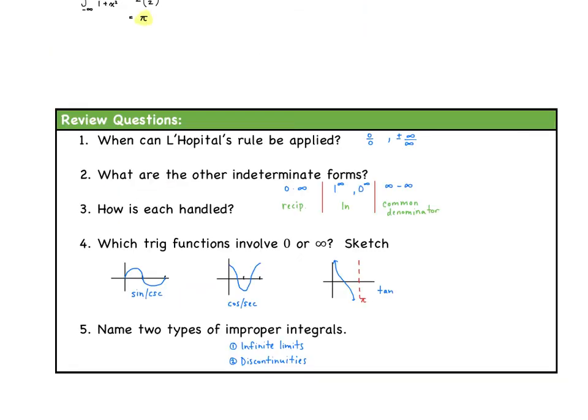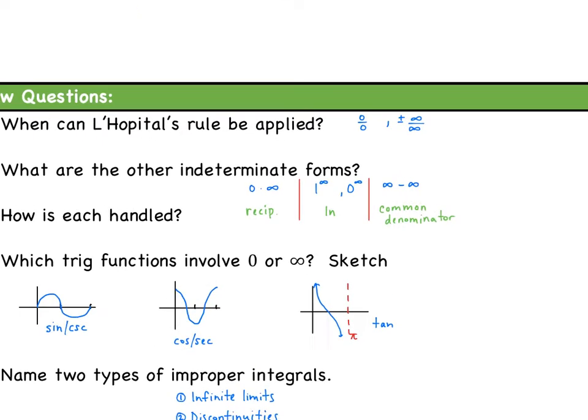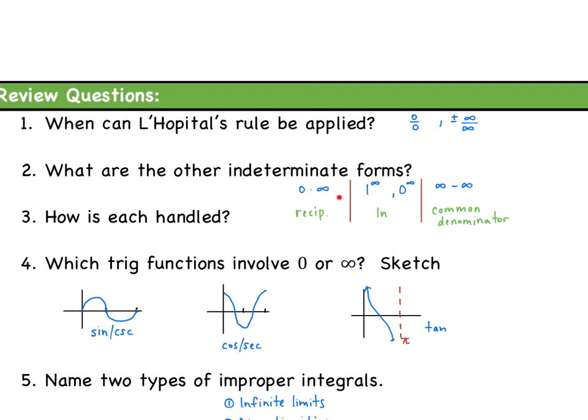Okay, so hopefully you did all right. When can L'Hopital's rule be applied? When we have 0 over 0 or any form of infinity over infinity. What are the other indeterminate forms? Well, our other indeterminate forms are 0 times infinity, so that's where we reciprocate. 1 to the infinity or 0 to the 0 or infinity to the 0, that's when we take the ln of both sides. And then infinity minus infinity is where we get common denominators, so we can go from there.